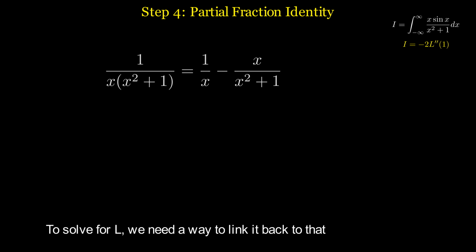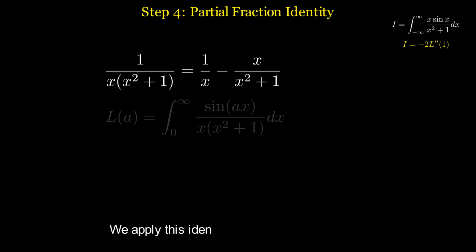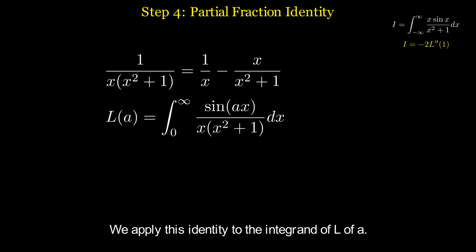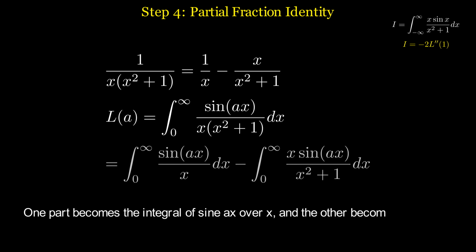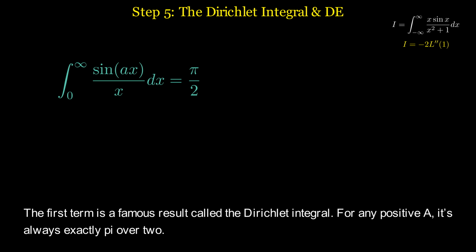To solve for L, we need a way to link it back to that second derivative. We can use a partial fraction identity to split our main denominator. We apply this identity to the integrand of L of a. One part becomes the integral of sine ax over x, and the other becomes our target expression from earlier. The first term is a famous result called the Dirichlet integral. For any positive a, it's always exactly pi over 2.